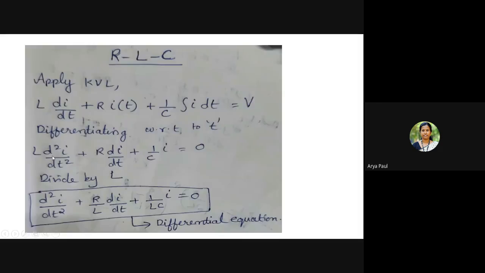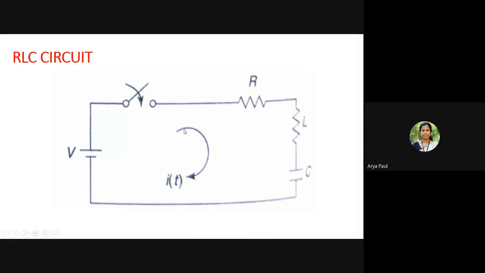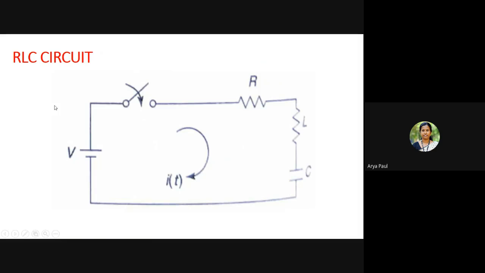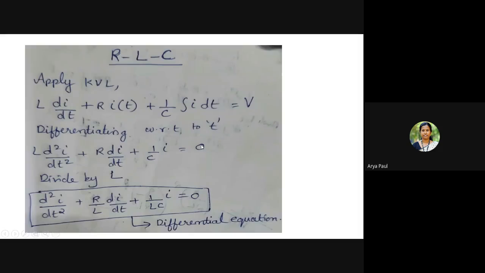Now we need to apply KVL, Kirchhoff's voltage law, to this particular loop, and then we will find the current transient. Applying KVL, the voltage across the inductor will be L into di by dt, plus R into I, which is the voltage across the resistor, plus 1 by C integral I dt, which is the voltage across the capacitor. That will be equal to the total voltage we applied.